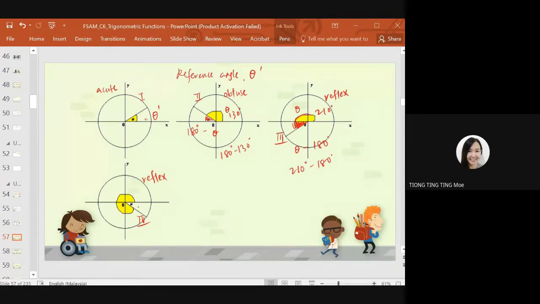Then the last one. This is a reflex angle. We also want the smaller one. Always remember, we want the acute angle. We want the smaller value. So let's say here is 330. So the smaller value is 360 minus 330. Okay, or 360 minus the angle.